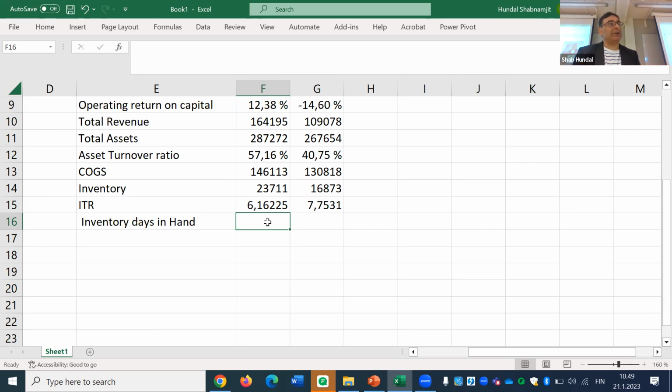So there is extra pressure on the middle level managers to make sure that they maintain the inventory for longer days. So that's not a good sign. You're right, actually, this is not a very promising sign. So what I do here, we divide 365 by the inventory turnover ratio. Yeah, that's a bad sign. In 2019, 20, right?